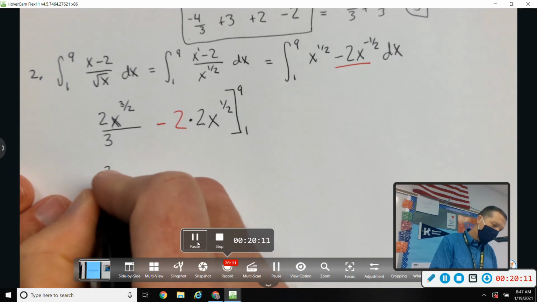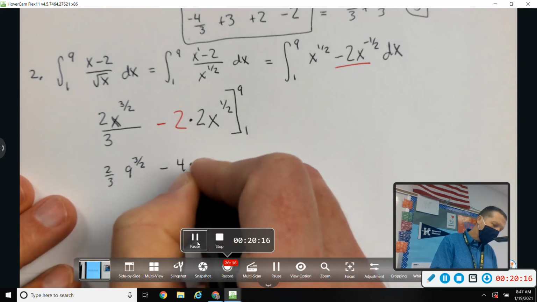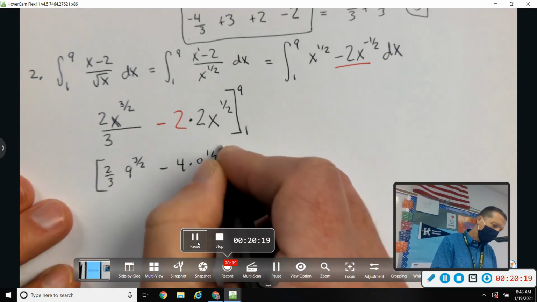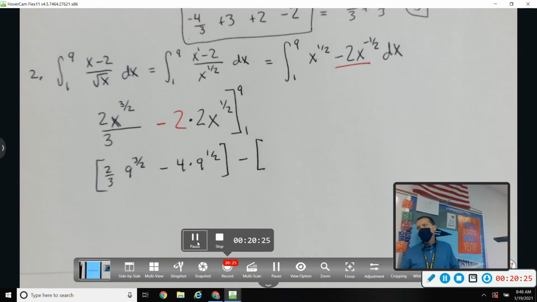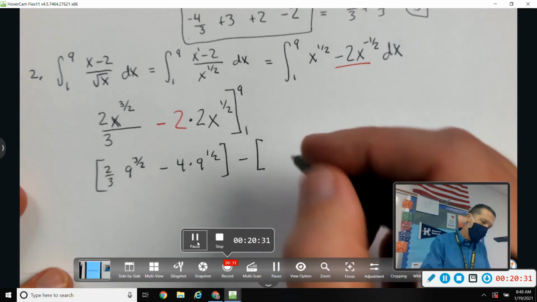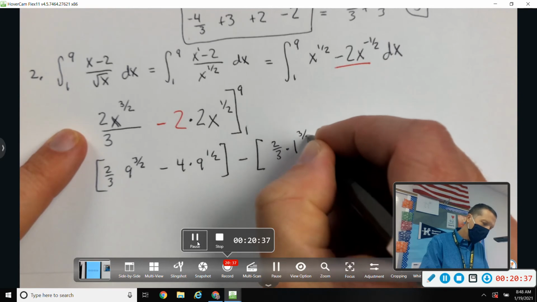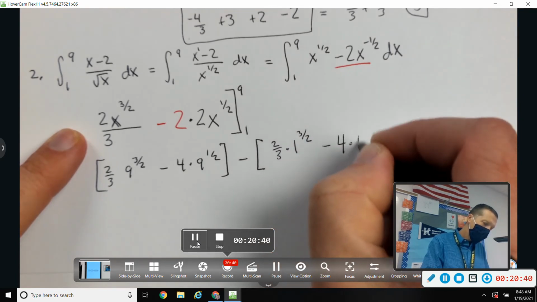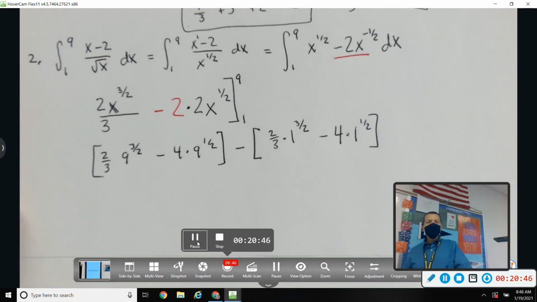So 2/3, 9 to the 3/2, minus 4 times 9 to the 1/2, minus, this time I dropped the c because I've only done 2 of them, but every single time it's plus c minus c, so why bother with it? Minus, now I'm going to evaluate at 1: 2/3, 1 to the 3/2, minus 4, 1 to the 1/2. And as ugly as that is, that's a safe stop, because you could pipe that into the calculator and get some answer.